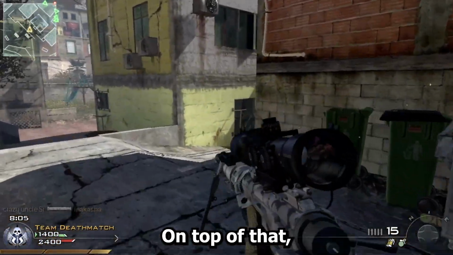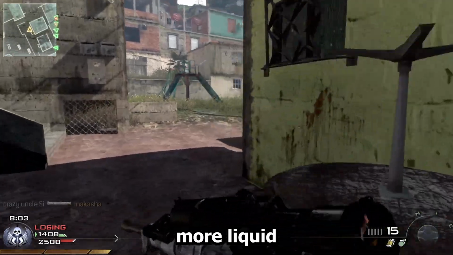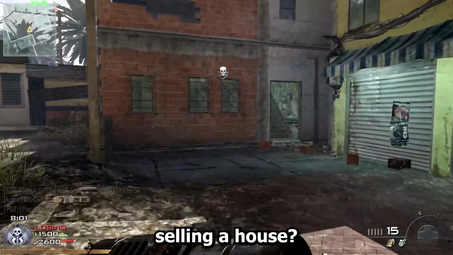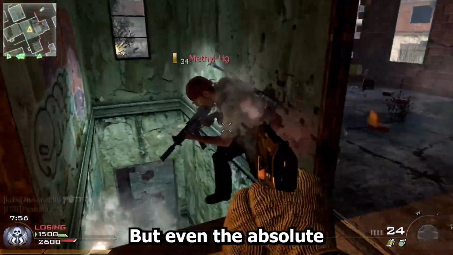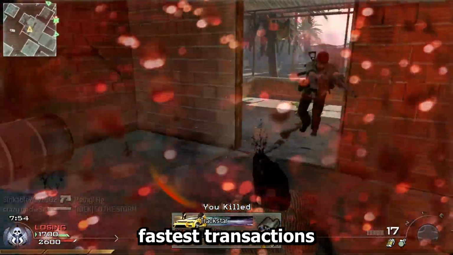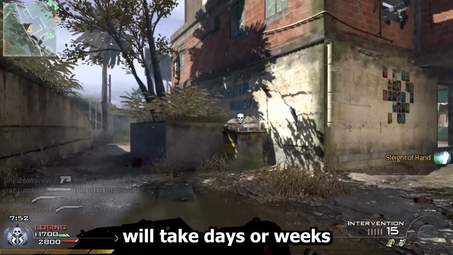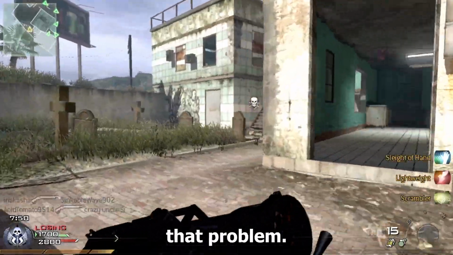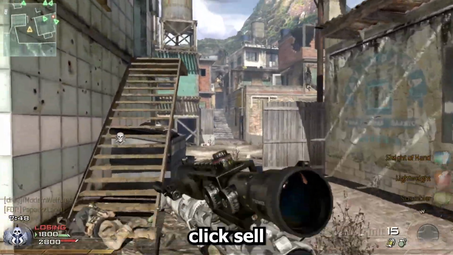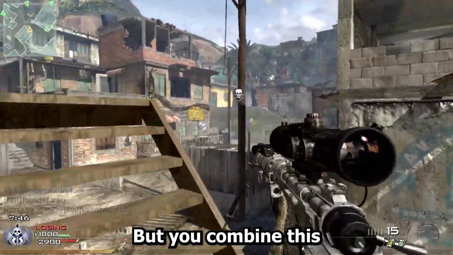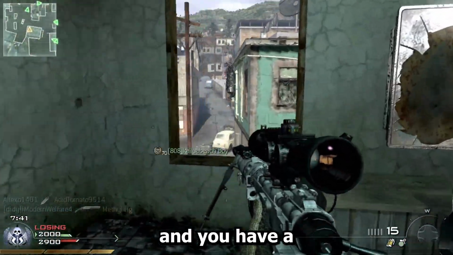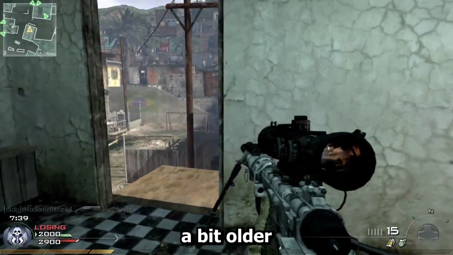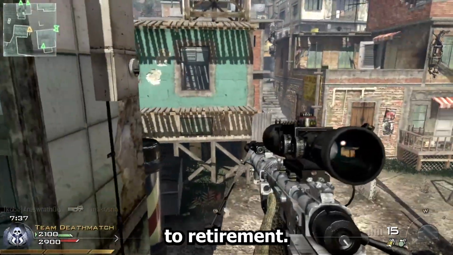On top of that, it's way more liquid than a house. Have you ever tried selling a house? Often it takes months, but even the absolute fastest transactions will take days or weeks. With REITs, you don't have that problem. You literally just click sell and it's over. But you combine this with usually a high dividend yield, and you have a pretty solid combo, especially if you're a bit older and or closer to retirement.